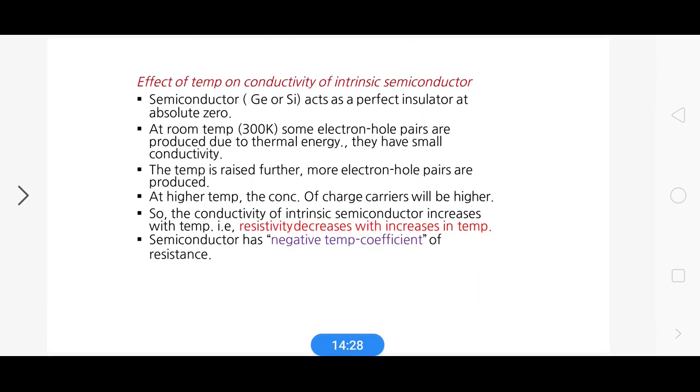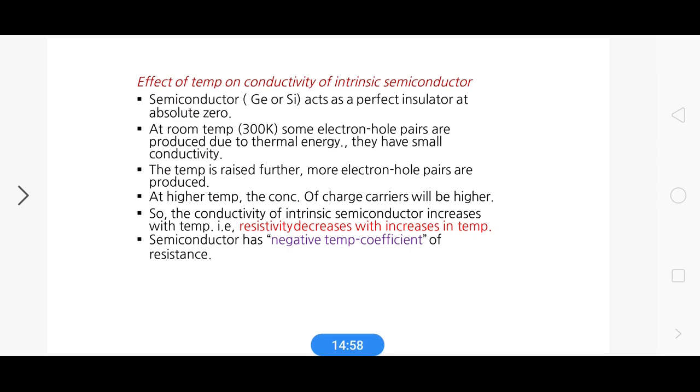Now the effect of temperature on conductivity of intrinsic semiconductor. How will the conductivity be changed by changing the temperature of the intrinsic semiconductor? Generally the semiconductor, germanium or silicon, acts like a perfect insulator at absolute zero temperature, as there are no free electrons present at 0 Kelvin. So conductivity is equal to 0.